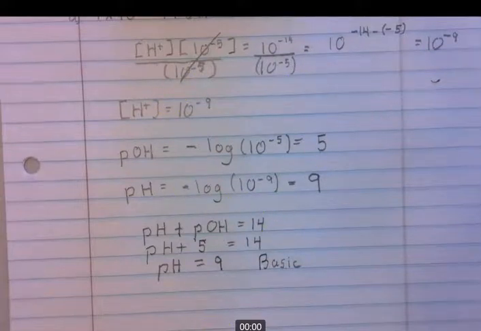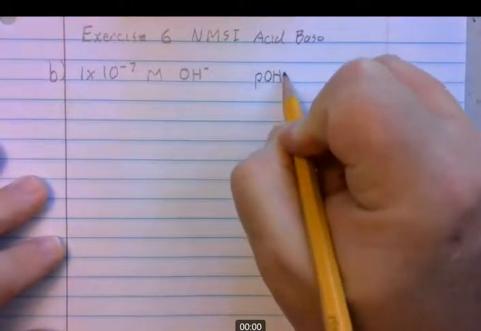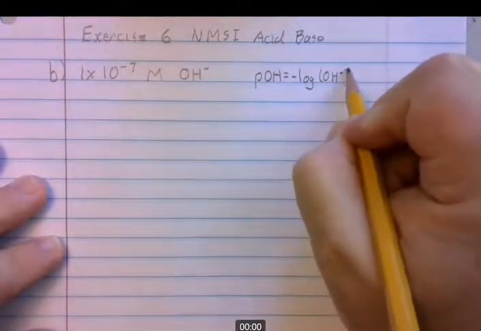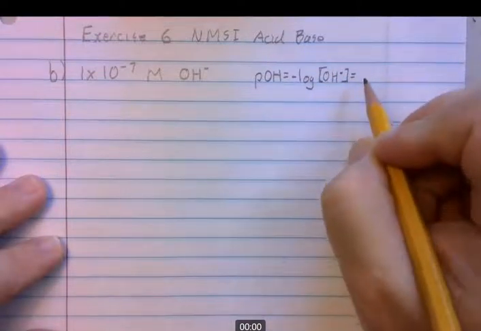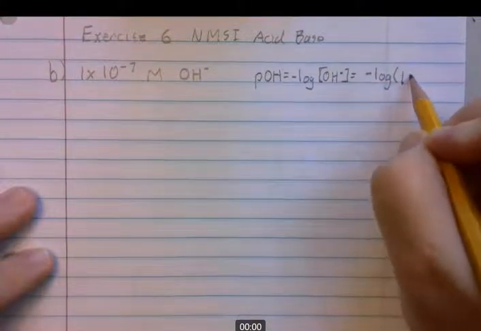We'll do that one a little bit faster. All right, next problem, B on exercise 6 is 1 times 10 to the minus 7th molar of OH concentration. So we want to figure out the H plus concentration. Let's do it a little differently this time. Again, just taking a different route to the same ends. We're still trying to figure out H plus concentration, pH, and pOH. So let's first figure out pOH this time. So we're going to go directly to this. Okay, and that's going to be negative log of 10 to the minus 7.